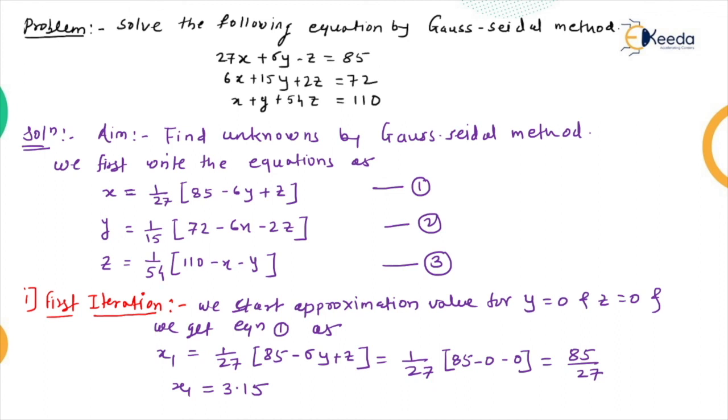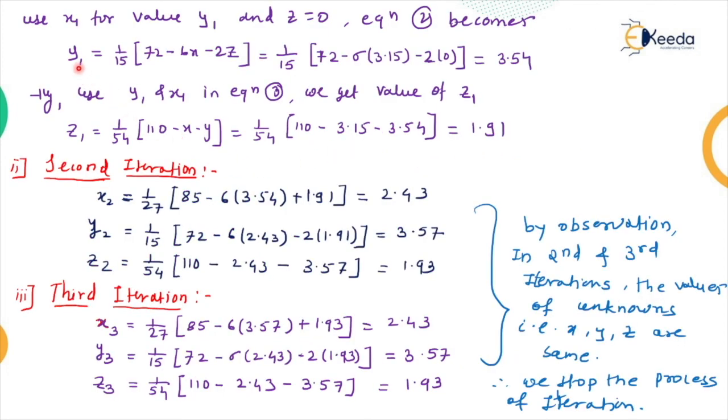Taking the first iteration, you first find the value of x1. For that, take the other variables, y and z, as 0. You get the value of x1, and after that you use x1 for further iteration. Then you find the value of y1, using x as recently calculated, that is 3.15, right, guys? And now you write z1, and for the value of z1 you also use the recently calculated values of x1 and y1.